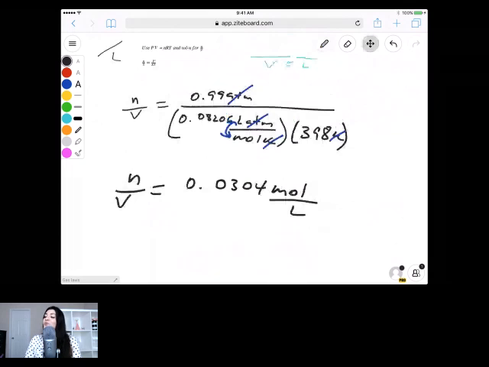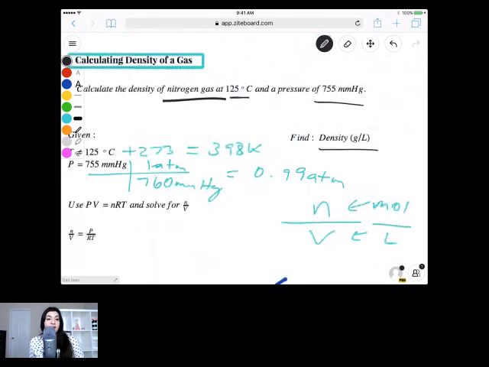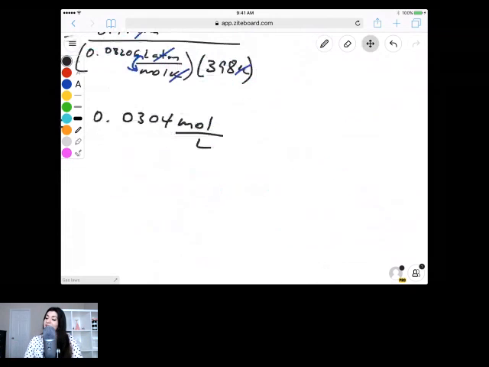So we still want grams per liter. We at least have the liters on the bottom. So what we'll do next is they told us what type of gas it was. They say it's nitrogen gas. So now we will use nitrogen's molar mass to cancel out your moles and get grams. So I'm going to multiply by the molar mass of nitrogen.